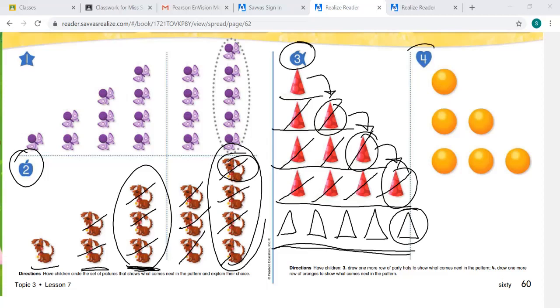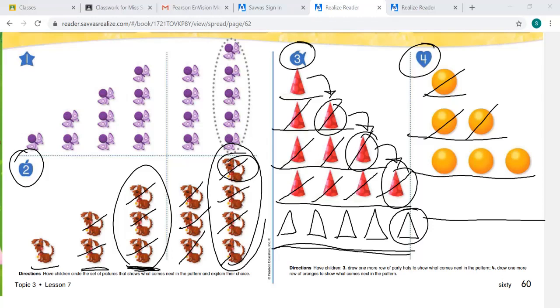All right, let's do the same over here. We're going to draw another row of oranges and show what comes next. So we're going to draw another row down here, but first we're going to look at the rows we have. The first row has how many oranges? 1. How about the second row? 1, 2. The third row has how many? 1, 2, 3. Do you see the pattern? We keep adding one more to each row.